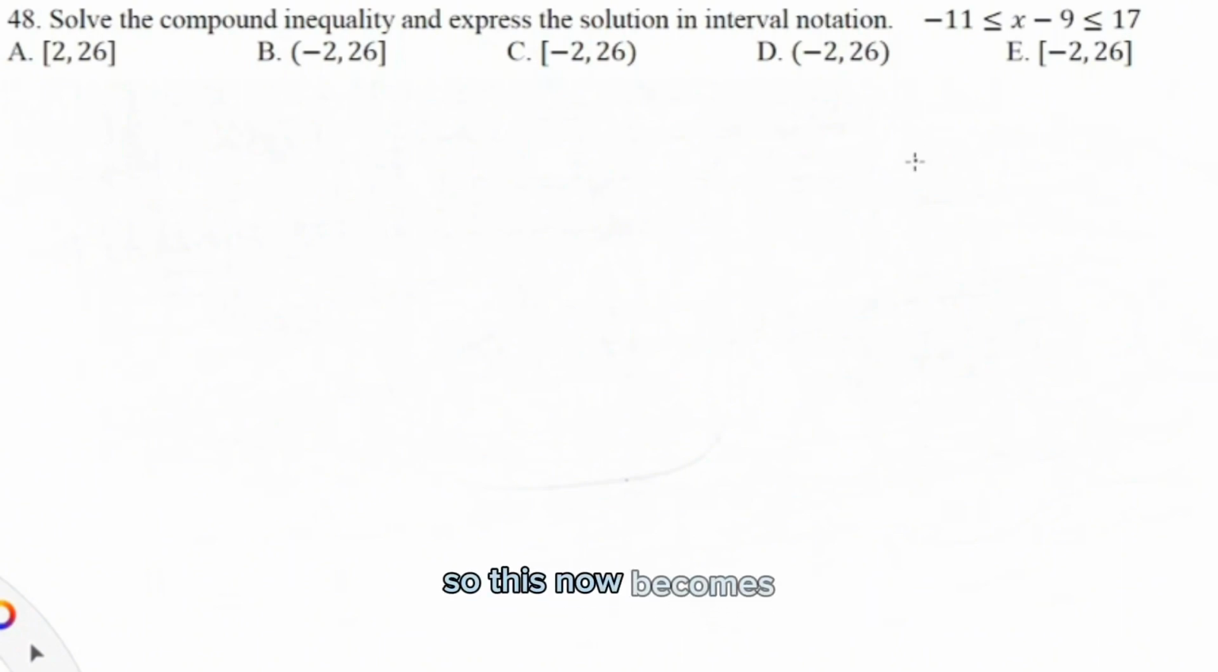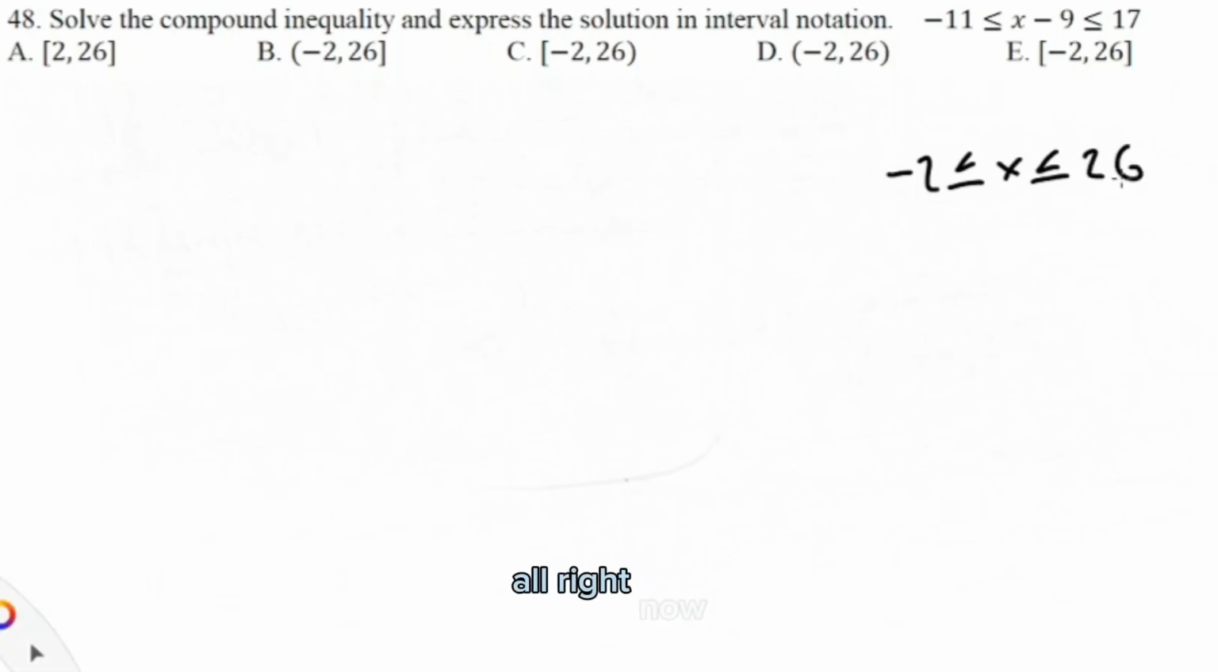So this now becomes negative 2 is less than or equal to x is less than or equal to 26. Now we can solve the compound inequality because we have the two numbers, negative 2 and 26, but we need to express it using interval notation. Interval notation is just the way you write this.